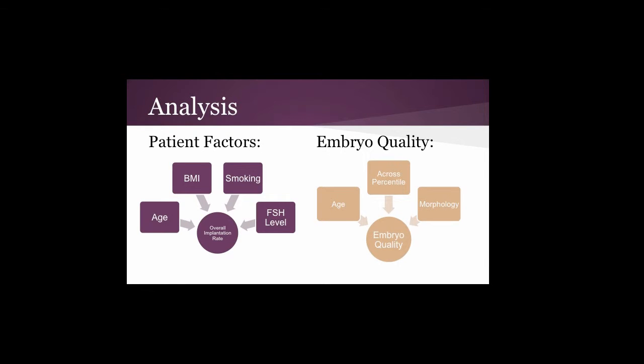The main goals we set for this research were to analyze what patient factors in our data played a significant role in IVF success. Those factors included the level of follicle-stimulating hormone in the patient's blood, their age, their body mass index, and whether they're a smoker or not. We also wanted to see if age was significant in embryo quality, as well as across percentiles and morphology.